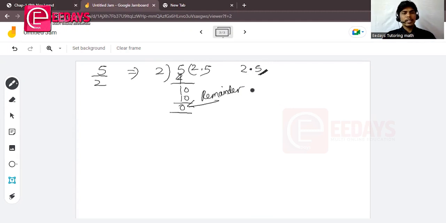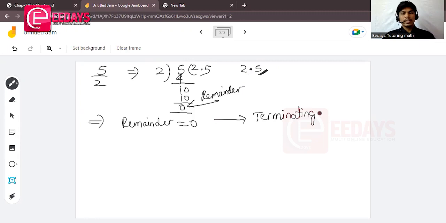So if you get remainder as 0, then we call it a terminating decimal. This is what we learned in the previous grade, terminating number or terminating decimal.